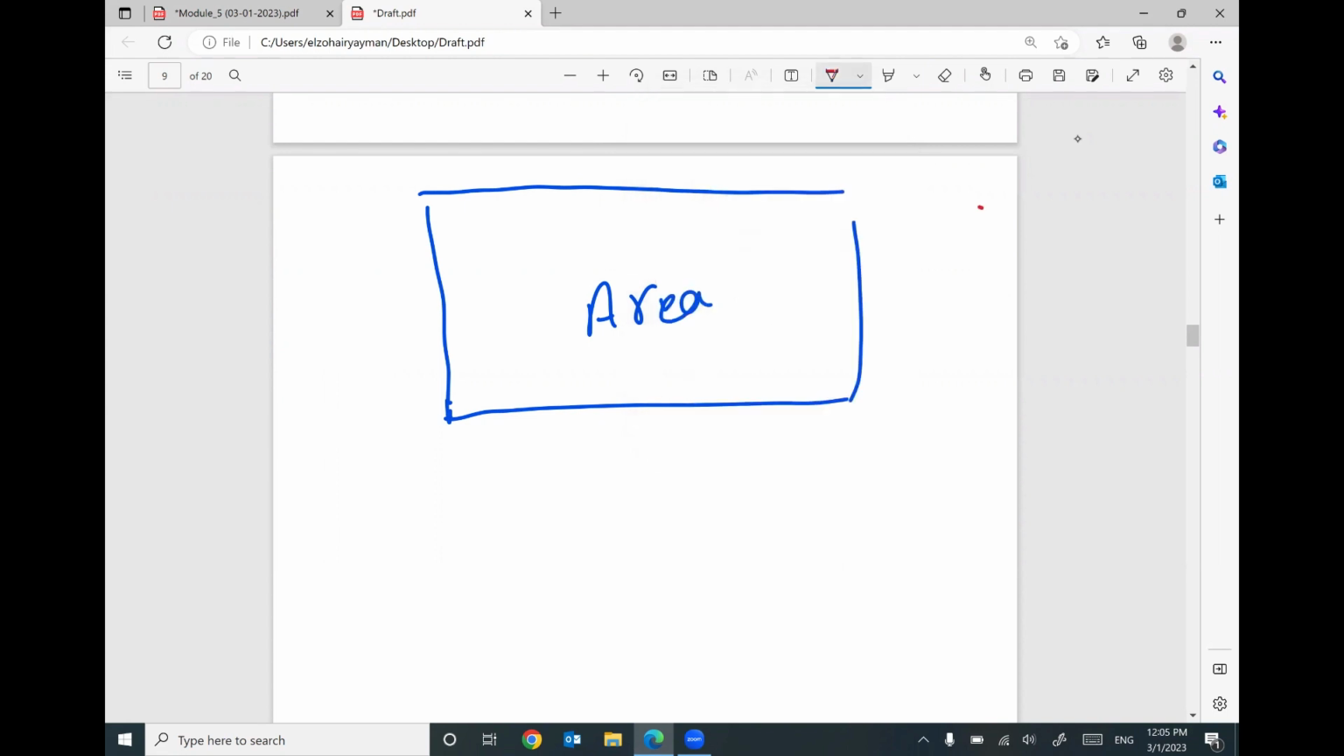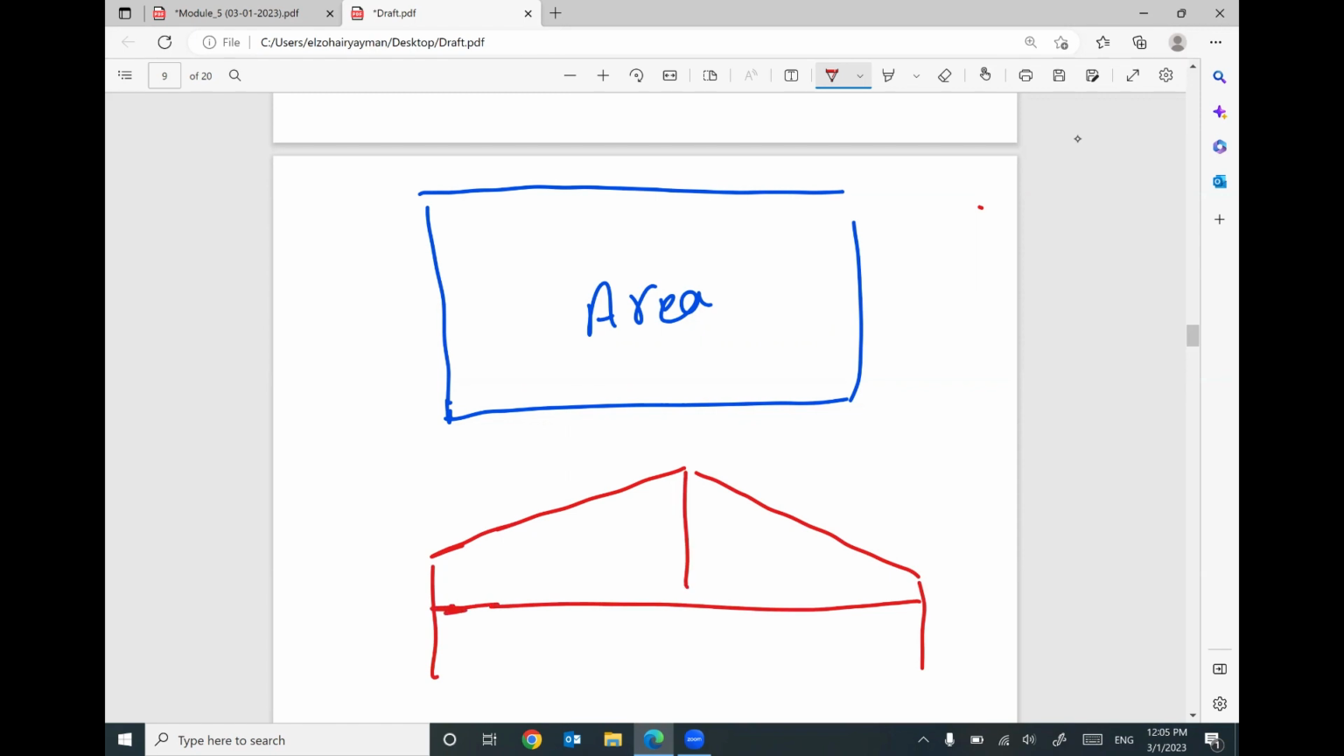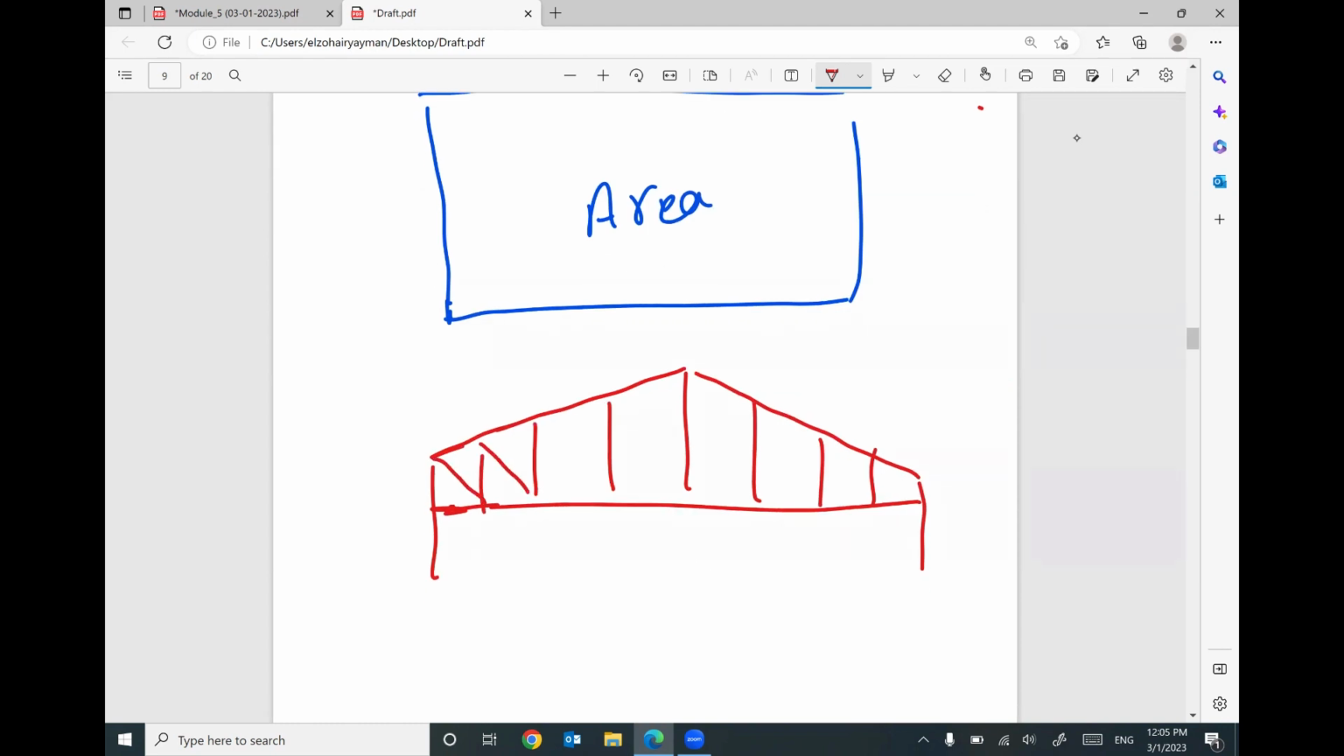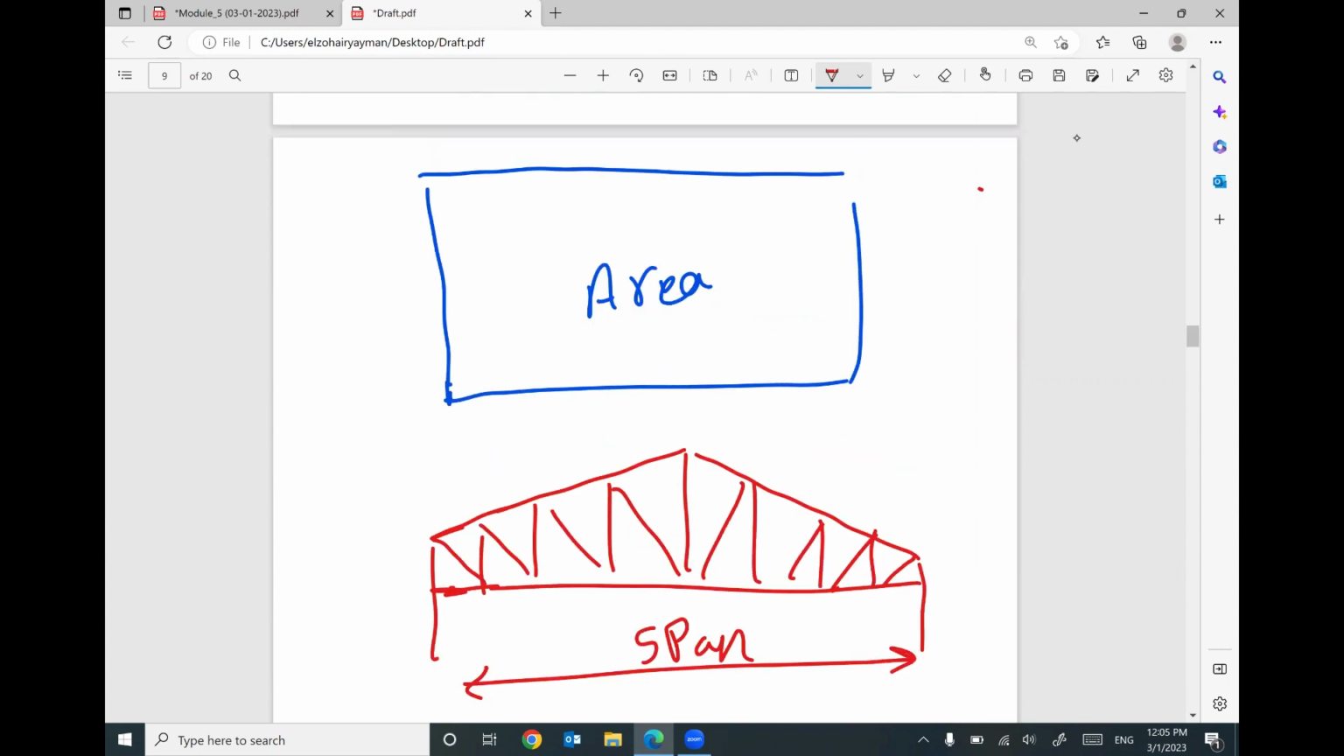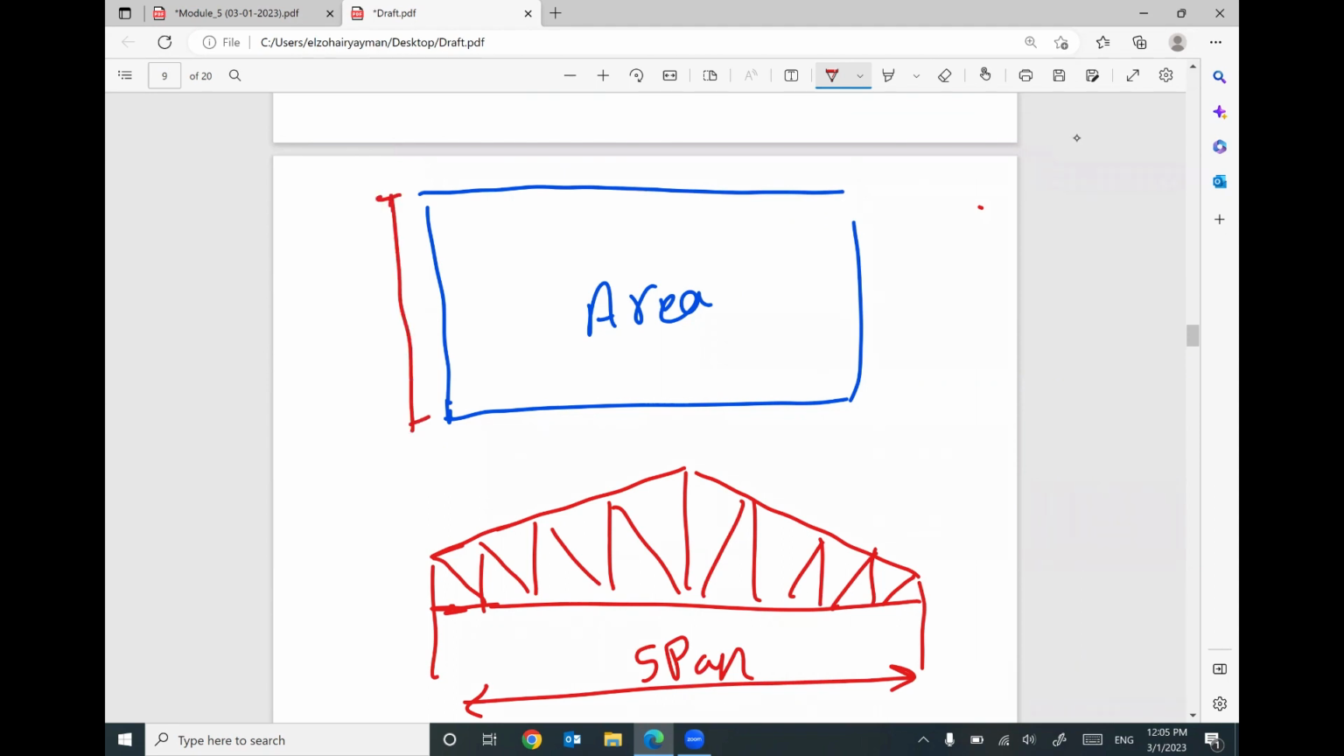So I selected, for example, this truss as my main system. And keep in your mind, as I told you last meeting, that the width or the span of this truss should match the width of this area. So this span equals the width.